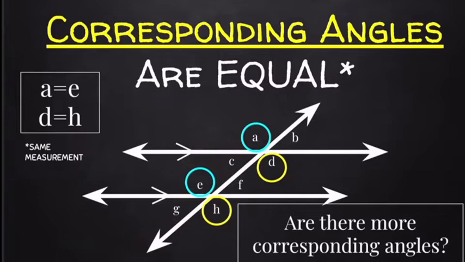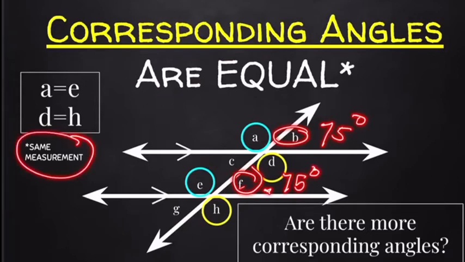Are there any more corresponding angles here? Yes, there is another pair of corresponding angles, B and F, because they are in the same area. If B has a measurement of, let's say 75 degrees, what would F be? F will also be 75 degrees, because they are corresponding angles. Okay, because they're the same measurement.